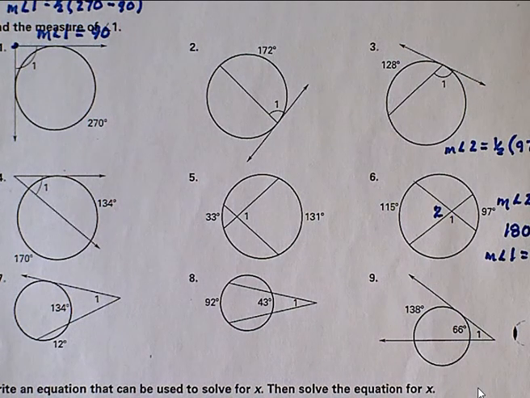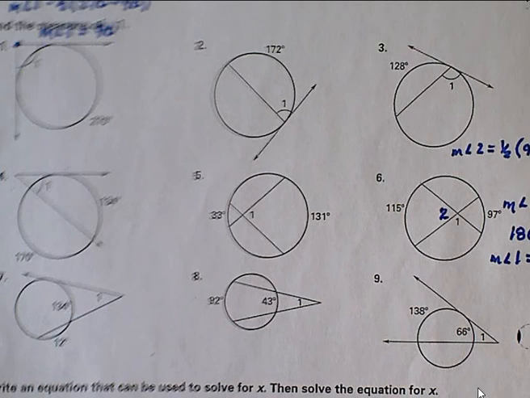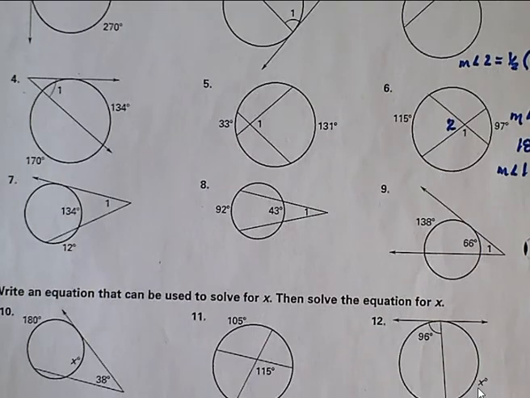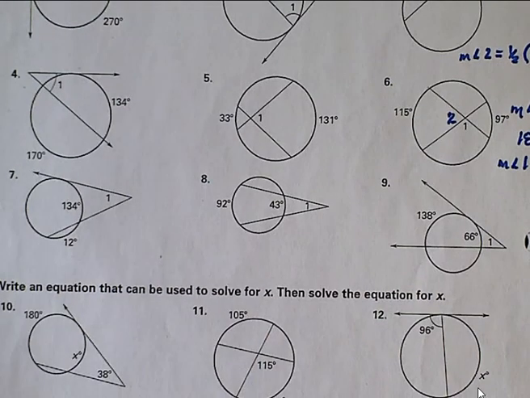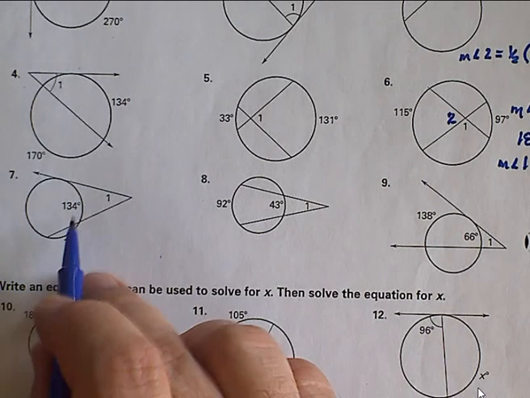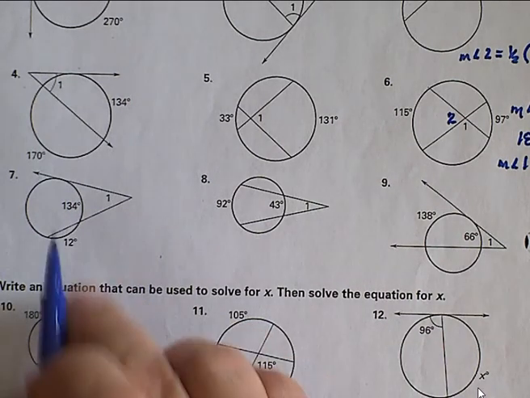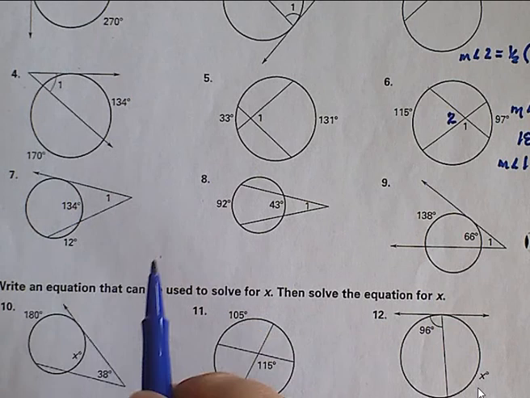On some of these, they're going to add a little twist. Just remember your rules and you should be able to find the extra pieces you need. On number 7, also a little twist. The vertex is outside the circle. So when it's outside, I need the 2 intercepted arcs. The problem is I'm only given one of them. But here's what I can do.